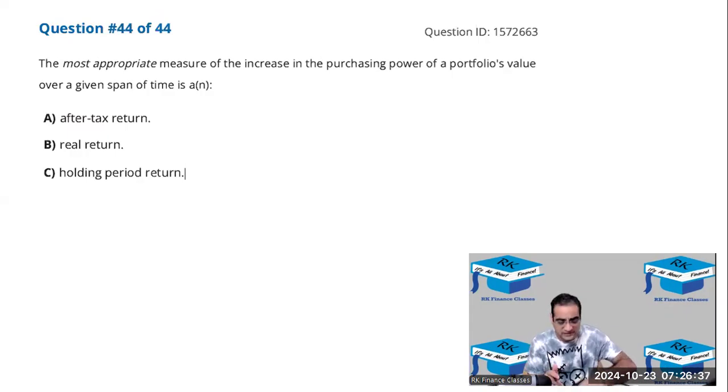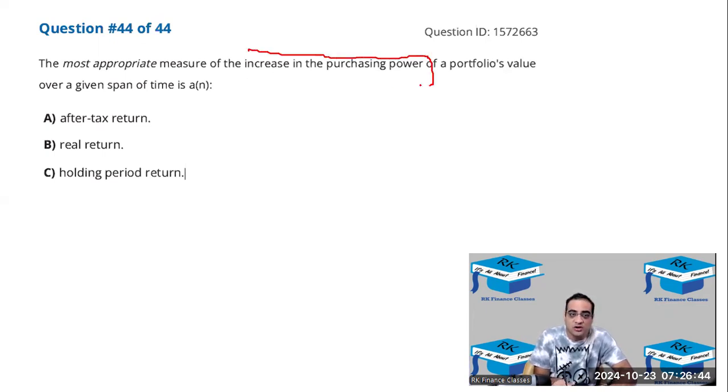So this was easy. Basically, to increase or maintain, or not to lose, the purchasing power of the portfolio's value, at least the rate of return should be able to beat the inflation. What it means by purchasing power is that inflation erodes the purchasing power.